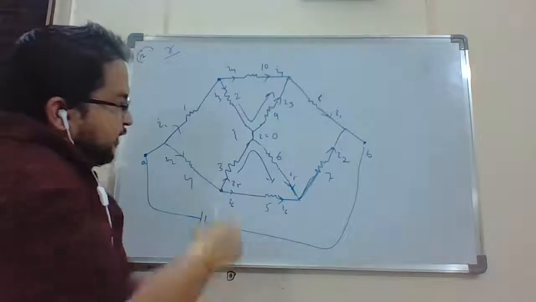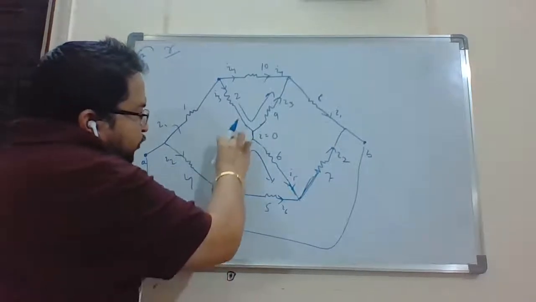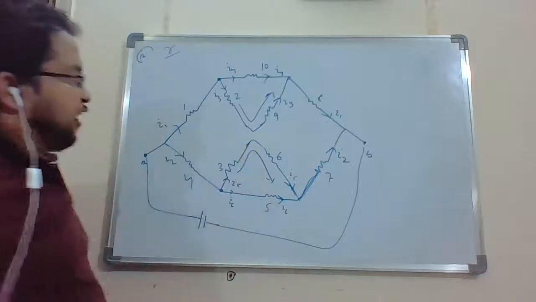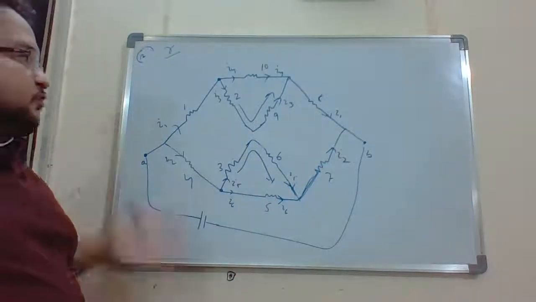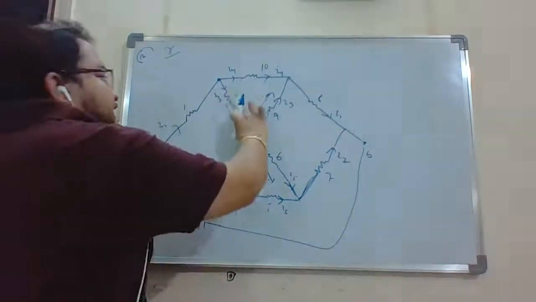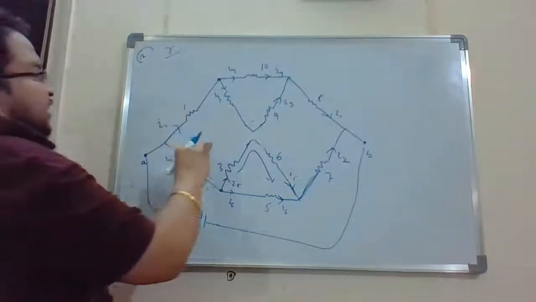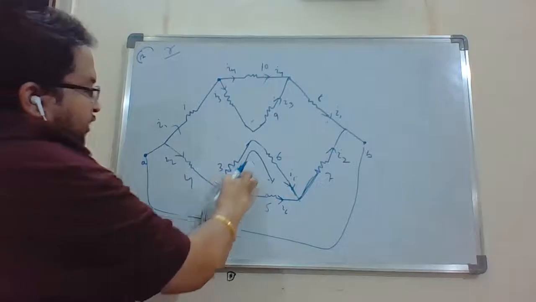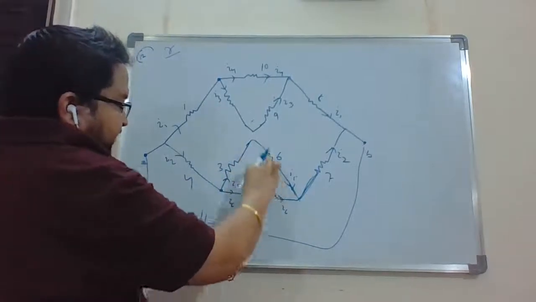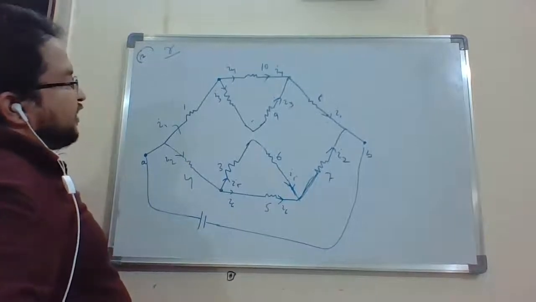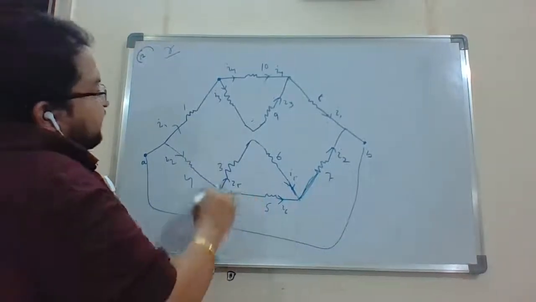In this segment, if the current is zero, can I remove this segment? The answer is yes. I can happily remove this segment. If I remove this segment, it again becomes very easy. That's why I was saying that electrical circuits are like leeches. They would shrink very quickly if you put the right amount of salt. So now things are very easy.